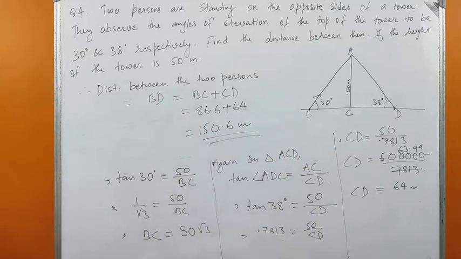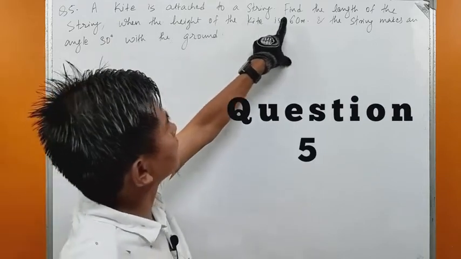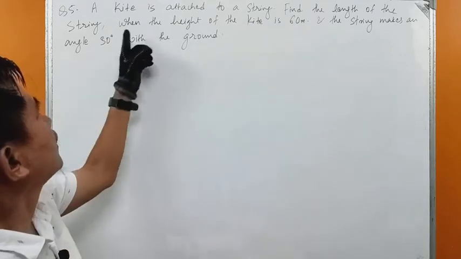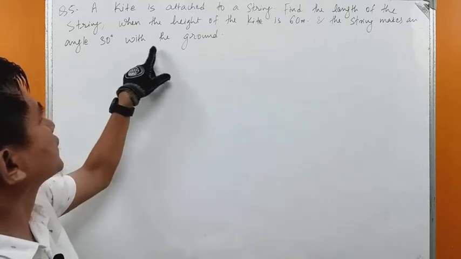I hope you got this. Now let's do question number 5. A kite is attached to a string. Find the length of the string when the height of the kite is 60 meter and the string makes an angle 30 degree with the ground.